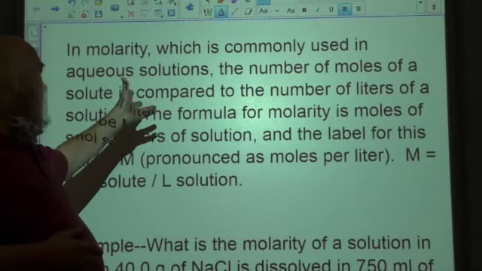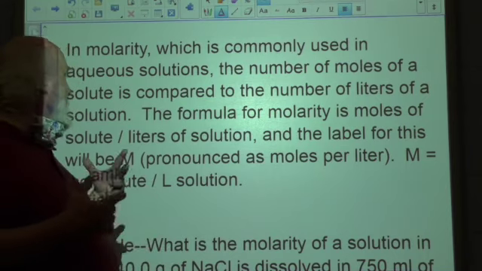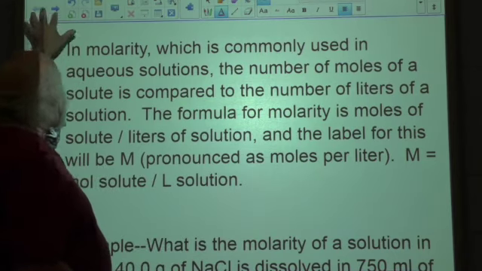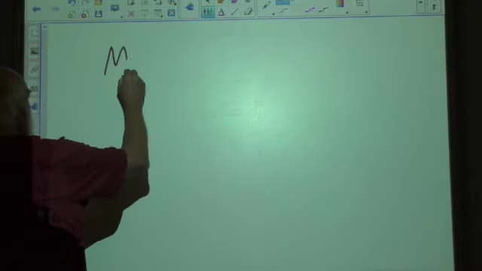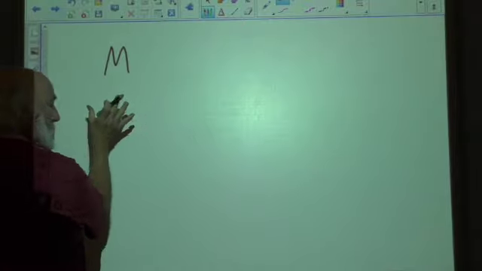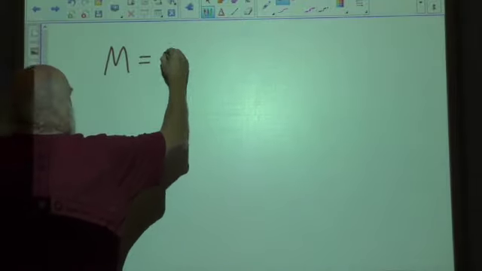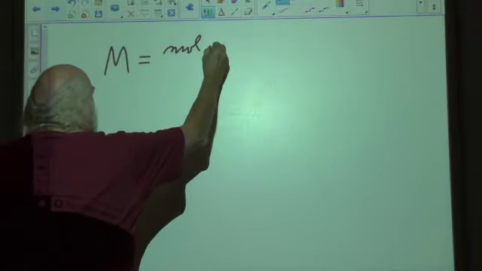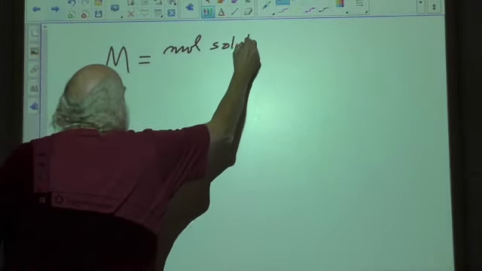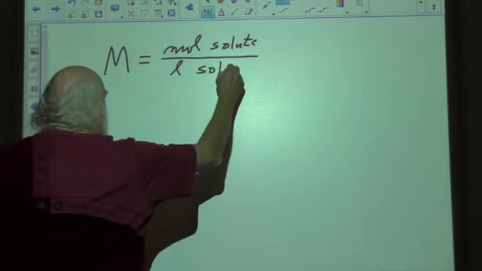In molarity, which is commonly used in aqueous solutions, the number of moles of solute compared to the number of liters of solution. So the best way to represent that is molarity, which we use a capital M for, and the label is going to be moles per liter, but we're going to keep it as a capital M. This is going to equal moles of solute over liters of solution.